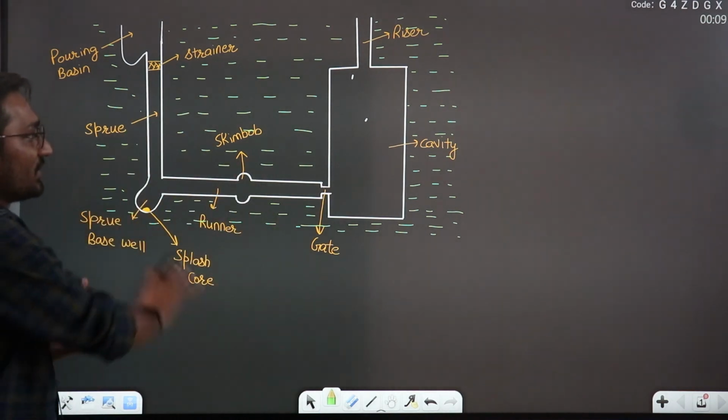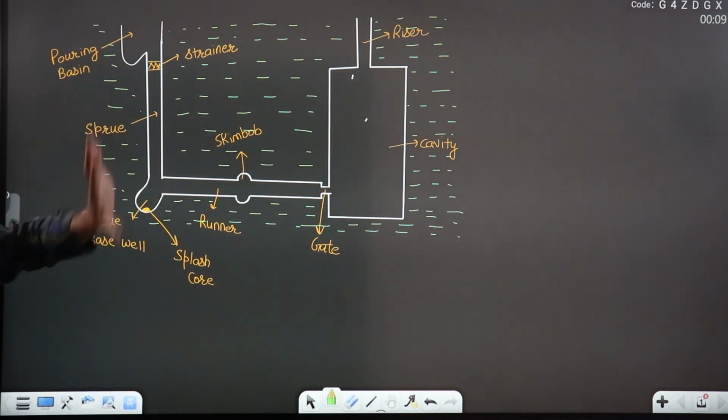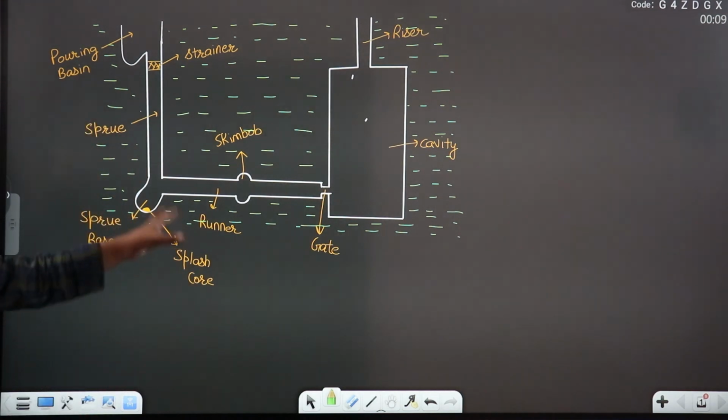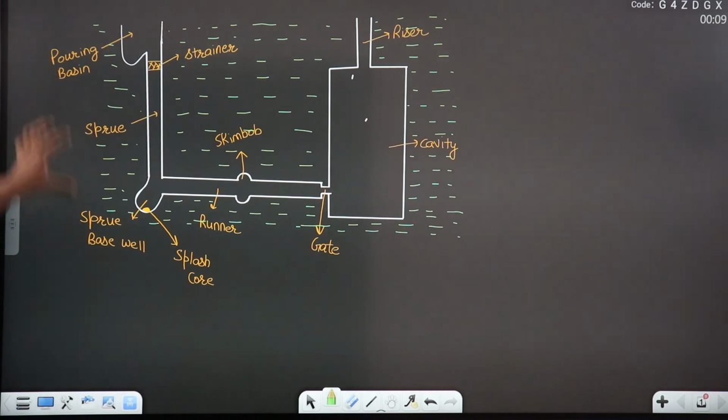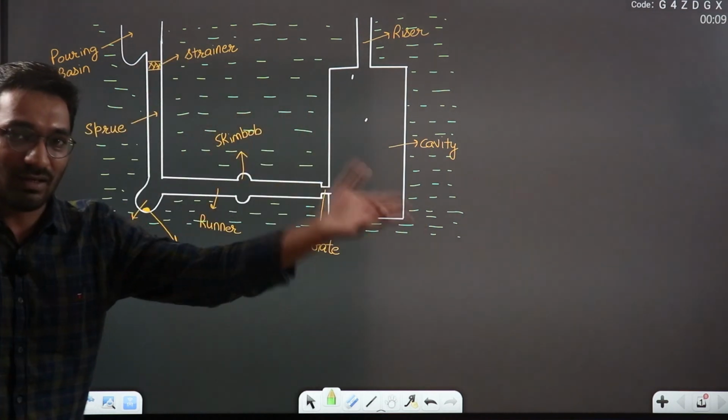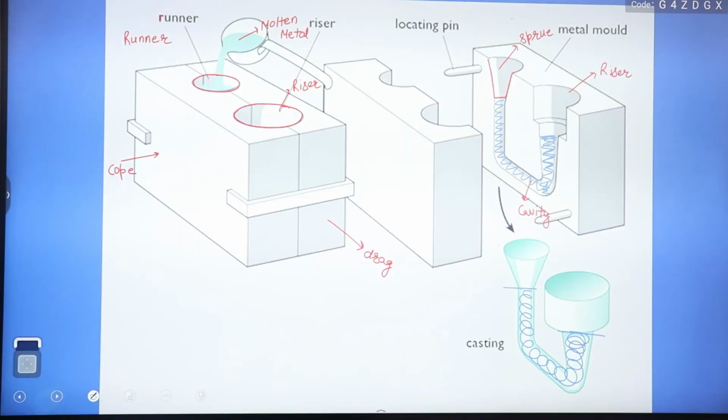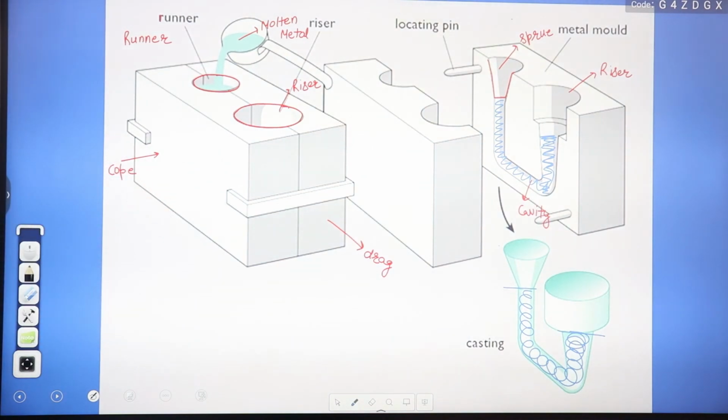So this is the generalized diagram of the casting. You have to remember this, and we will discuss all the functions of all these parts in detail later on. Right now, this is the basic diagram.